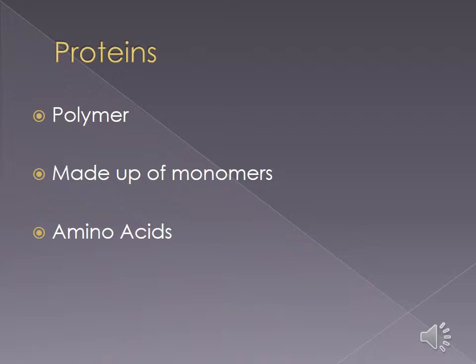So, first off, proteins are a polymer, meaning that they are a big molecule or a macromolecule. That means that they're made up of smaller molecules, and for the protein these are called amino acids.